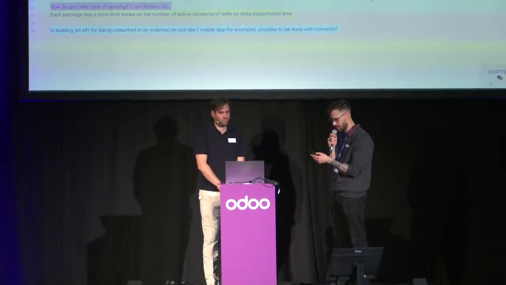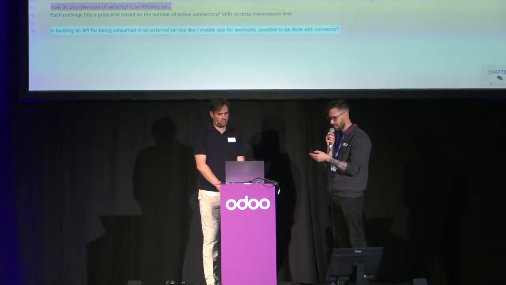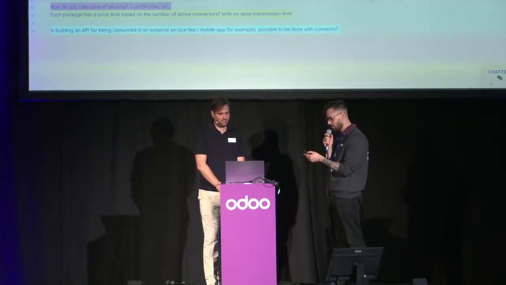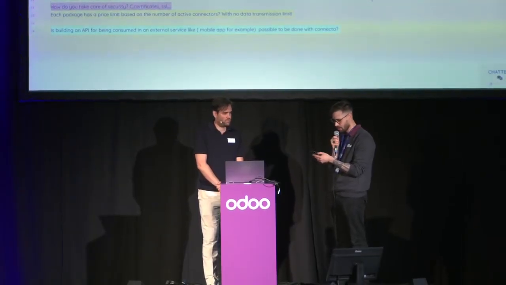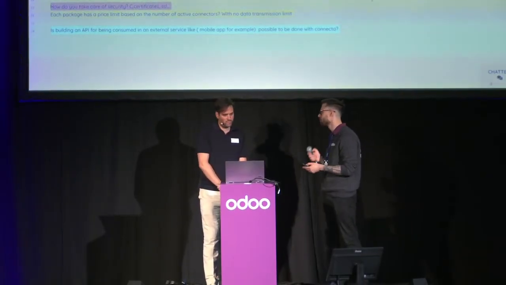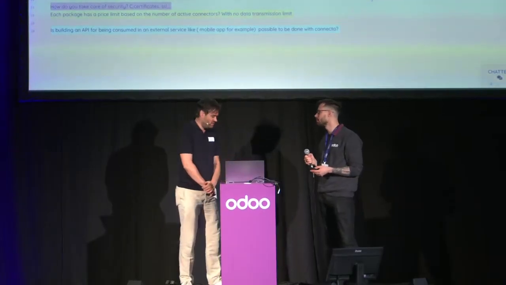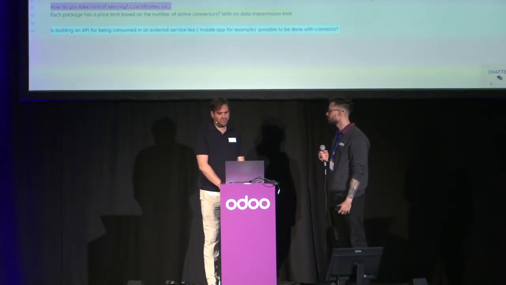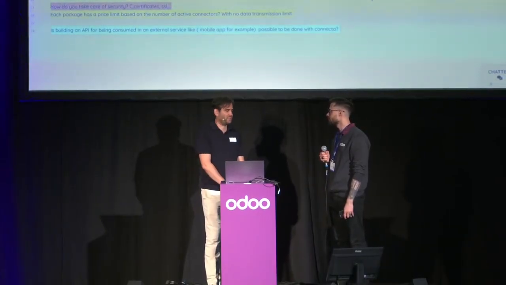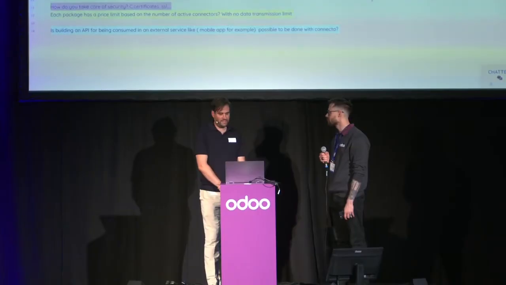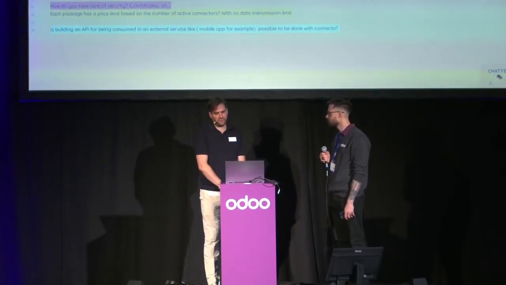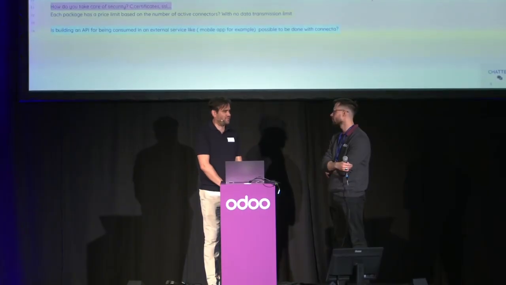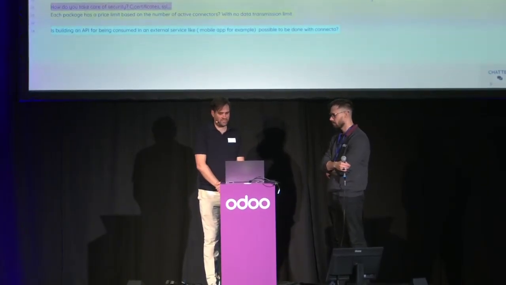Yeah. Thank you. And finally, the last one is: building an API to be consumed by an external service like a mobile app, is that possible to be done with Connecta? Okay, you can definitely build an API with Connecta, because especially with mobile apps, you want to transfer as little information as possible on mobile devices, of course. You can build the API, and you can also define which data goes out of Odoo to the mobile phone and what you allow to come in. So yes, that's definitely possible.